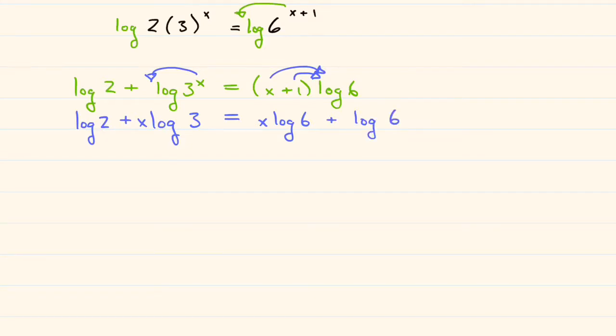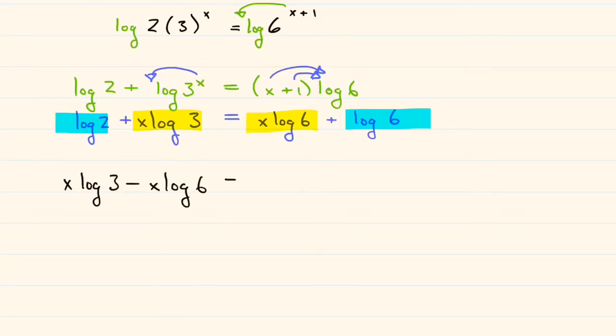At this point, I got to group my x's together on one side of the equation and the log 2 and the log 6 on the other side. So I'm going to get the x log 3 and the x log 6 on the left. So it's going to be x log 3 minus x log 6. And then the terms without x's on the right. So it'll be log 6 minus log 2.